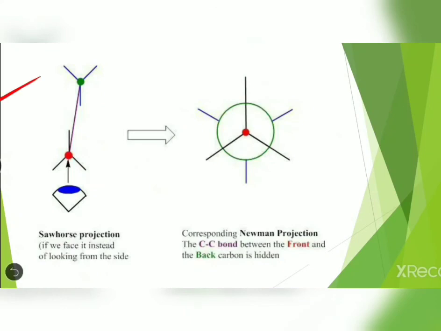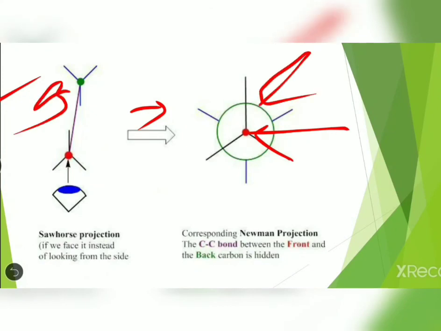Here is the second example of the Sawhorse projection converted to Newman projection. The red carbon atom is the front carbon atom, hence it is represented by the dot, and the green carbon atom is the rear carbon atom, hence it is represented by the circle. This is how the conversion takes place.